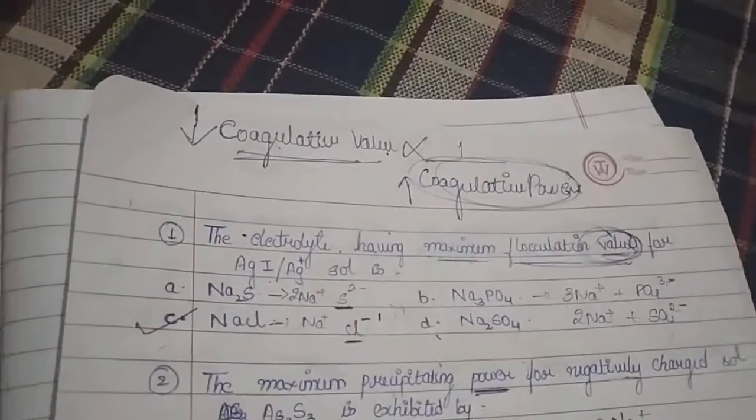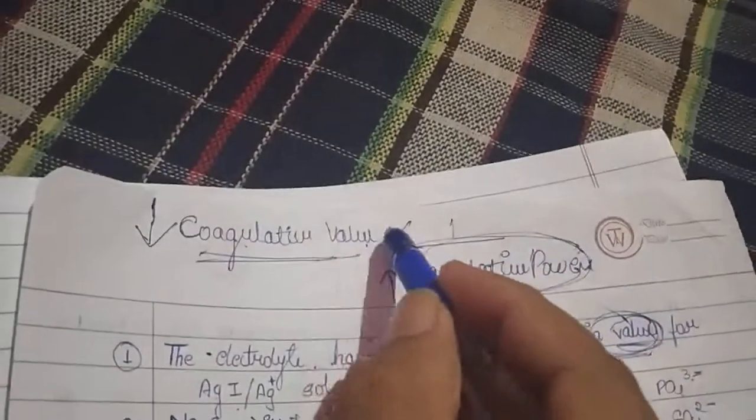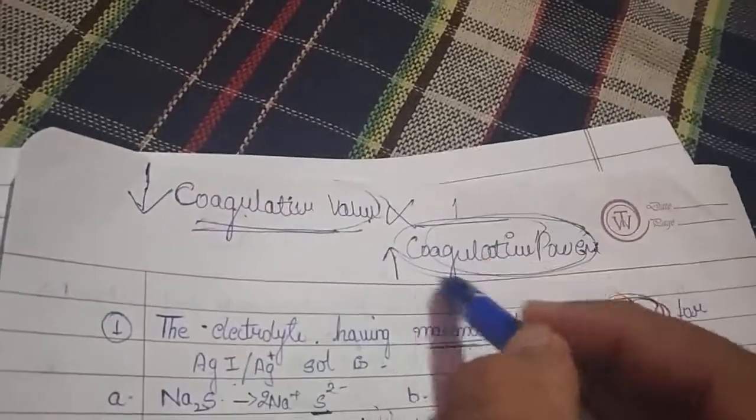You have to remember whenever you are seeing the question, you have to see first whether they have given you the coagulative value or the coagulative power.